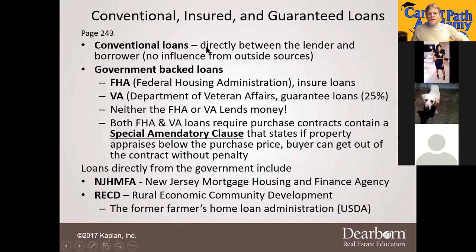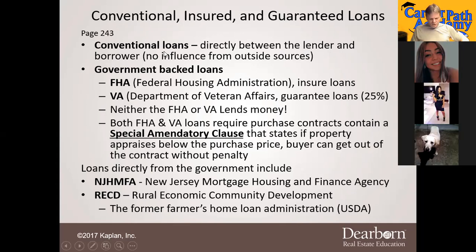institution. In other words, there's no outside influence because conventional loans, you get them from lenders who are lending their own money. They're not looking at any third parties' guidelines that they need to follow. If I'm lending my own money, I make the final decision if I'm going to lend to you or not, right? That's what a conventional loan is, directly between the lender and the borrower. Make sense? Yes. Okay.